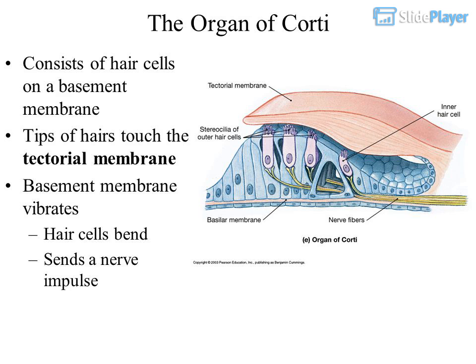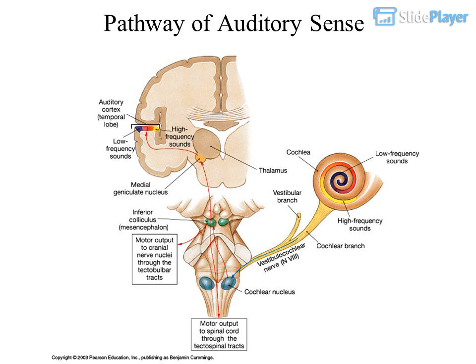The organ of Corti consists of hair cells on a basement membrane. Tips of hairs touch the tectorial membrane. The basement membrane vibrates and hair cells bend. This sends a nerve impulse. Pathway of auditory sense.